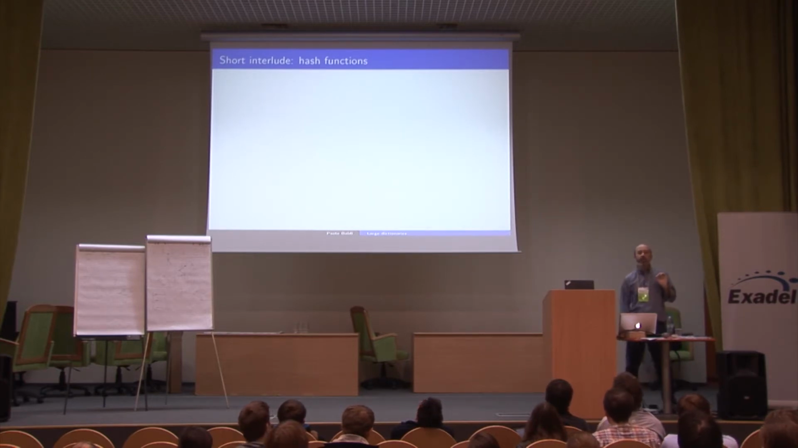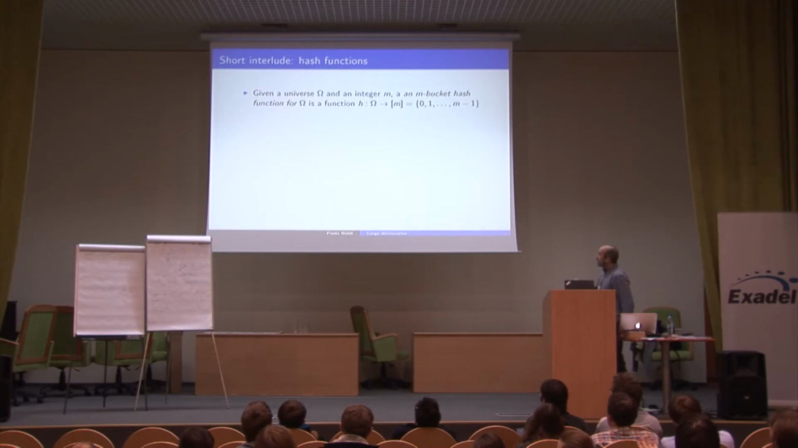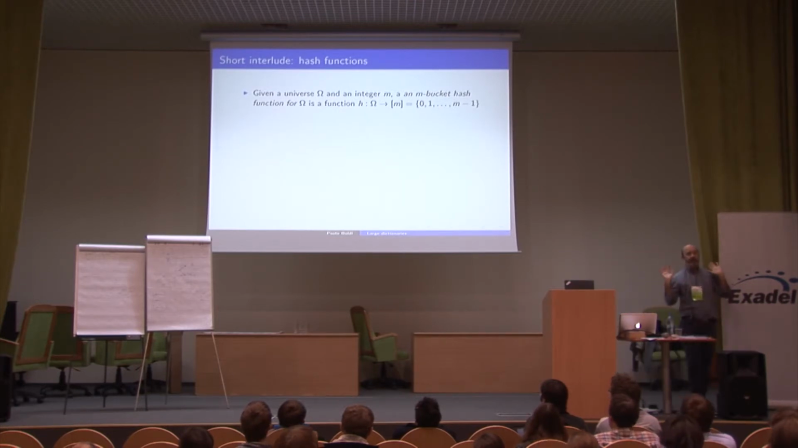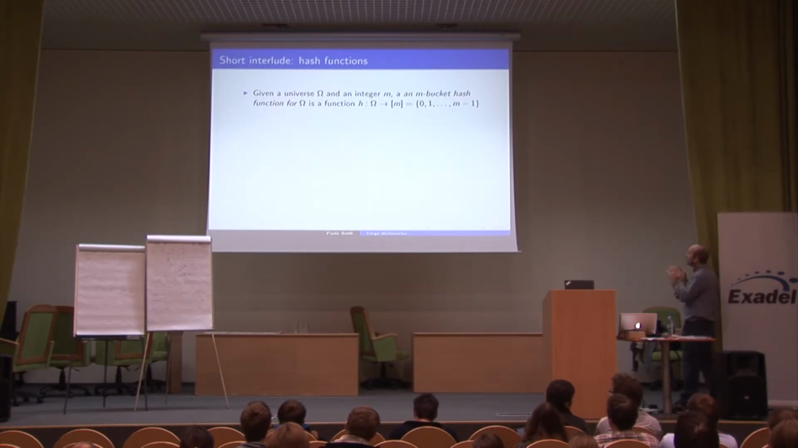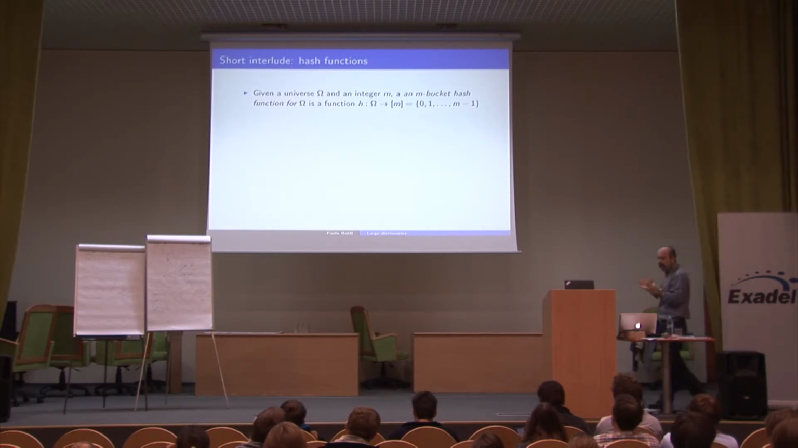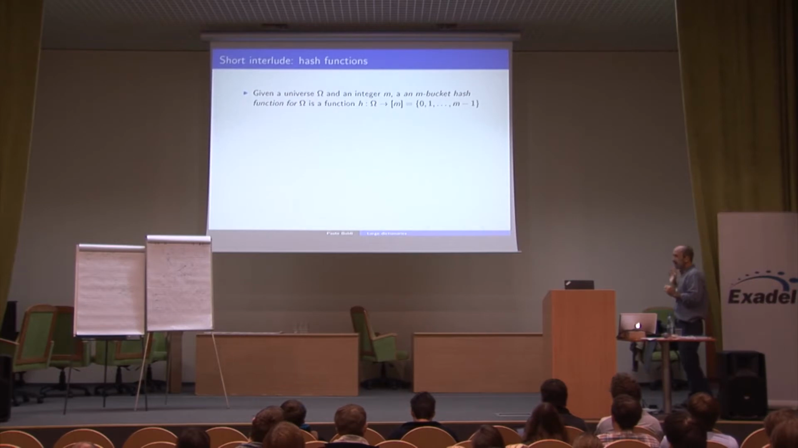Who of you know already what a hash function is? Okay, good, many. So the general problem is the following. You have a universe of things that I will call omega. Omega in our case is going to be a set of strings. So you have a universe omega that can be even infinite. And you have an integer m. And an m bucket hash function is a function that maps every element of omega into the set of numbers between 0 and m-1. This is called an m bucket hash function.